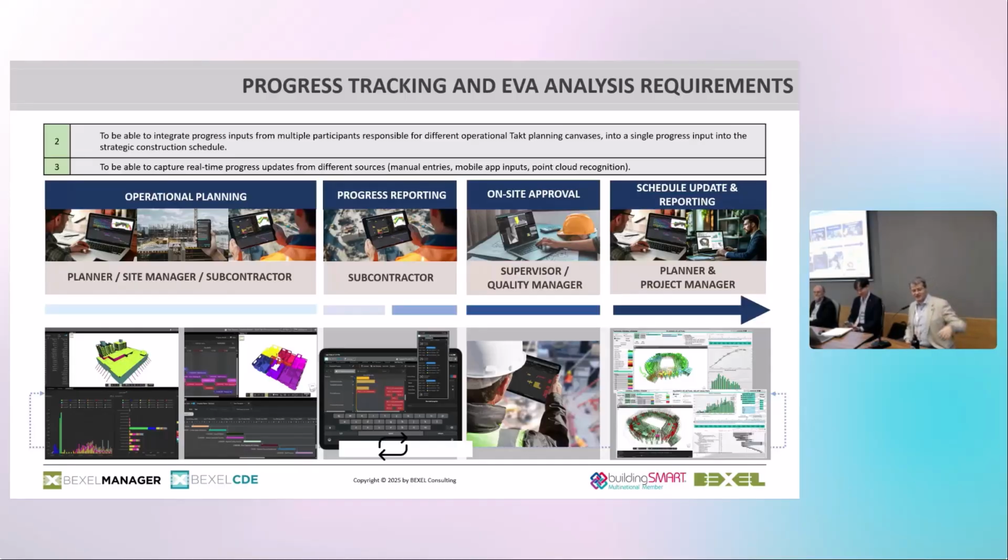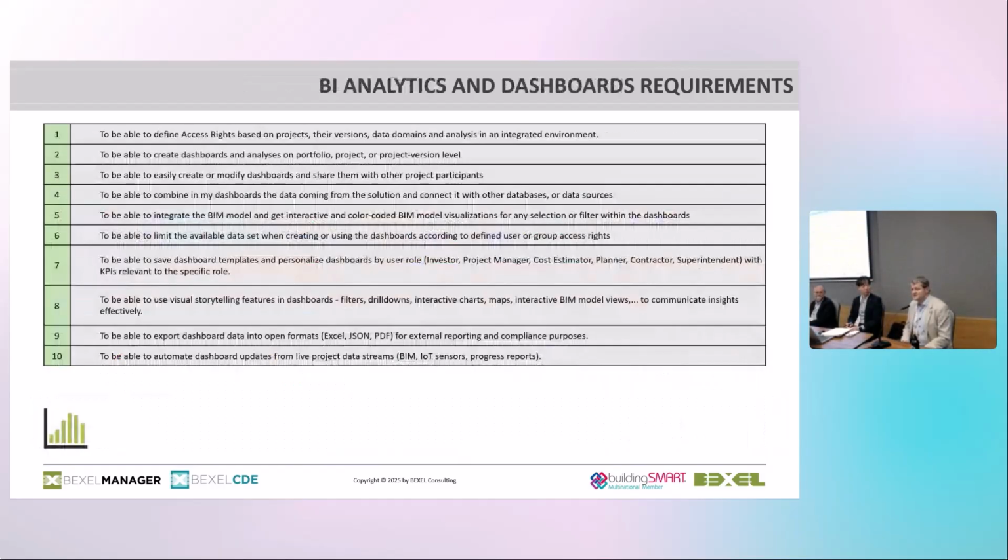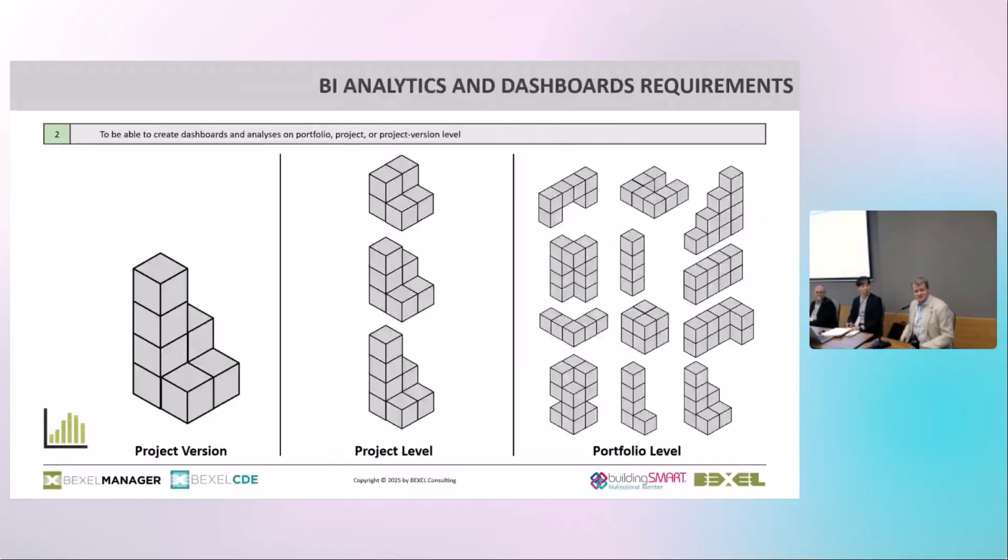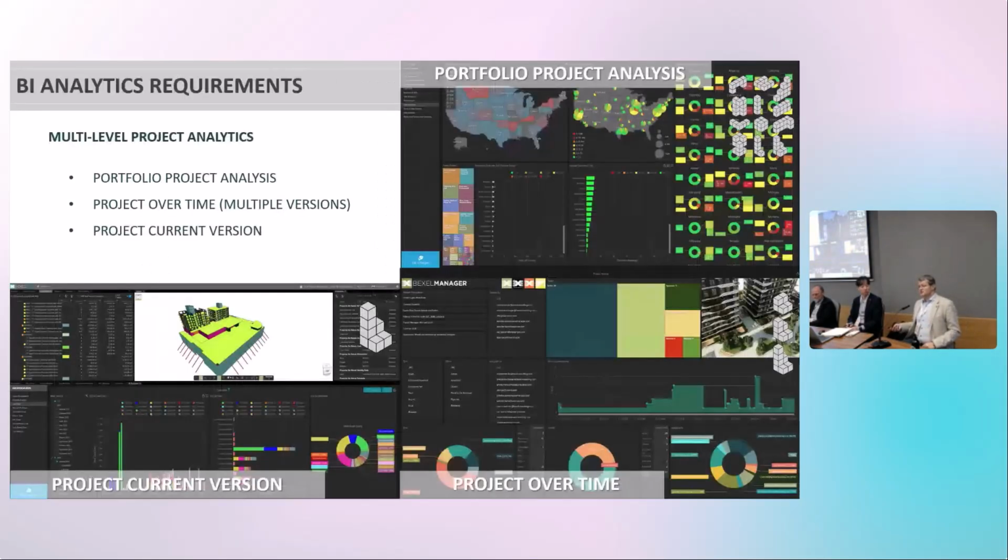So progress tracking, I will, again, be able in the same manner on element or task level to do progress tracking. You see slides, dashboards are there and so on, but this is really important, again, to be available in an efficient way. And then for business intelligence and AI, you have a project, project version or portfolio level. So these are examples on a project level, project version level, or portfolio level. That's what you want to have with your system.